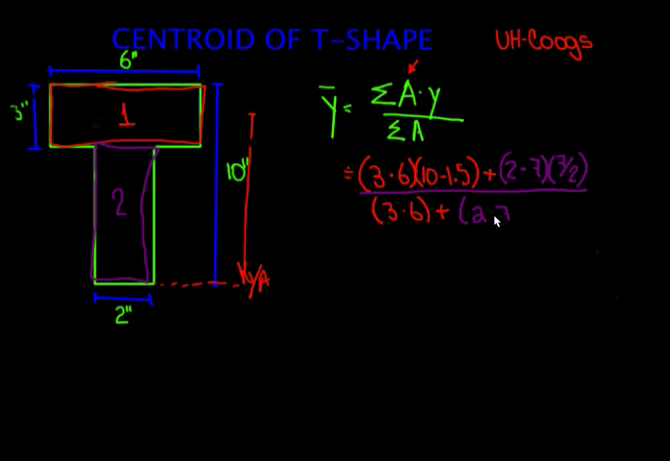Alright, so if we do the calculation right, we should get a total of 6.31 inches. So the centroid is going to be located at 6.3 inches from the neutral axis.